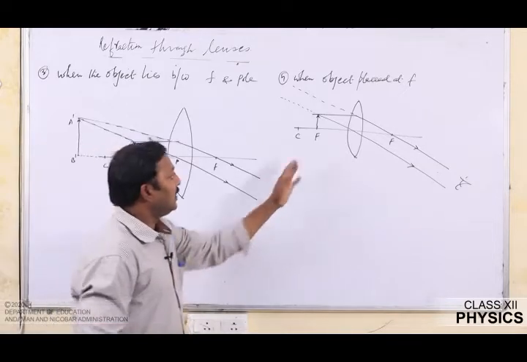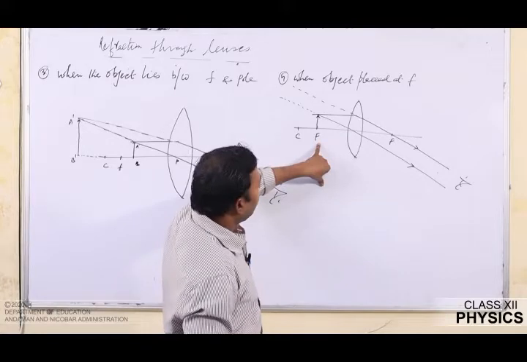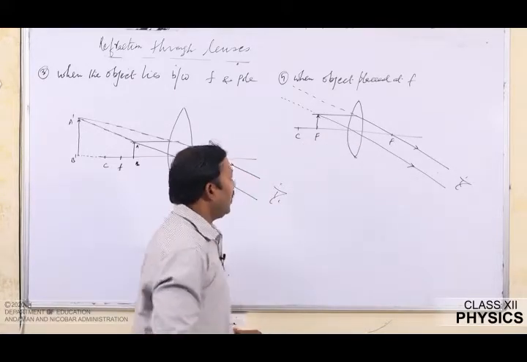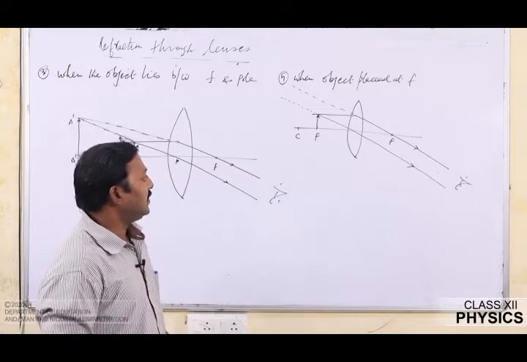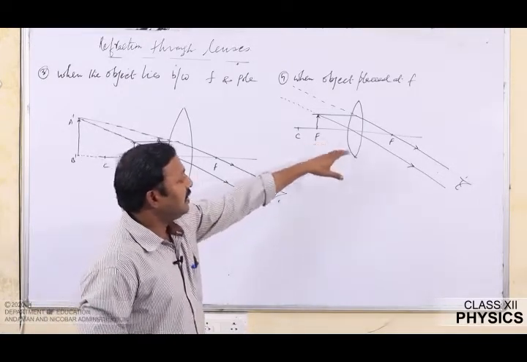The other case is when the object is placed at the focus, the image will be formed at infinity. So there are two conjugates. When the object is placed at infinity, we get the image at focus, and when the object is placed at the focus point, we get the image at infinity.